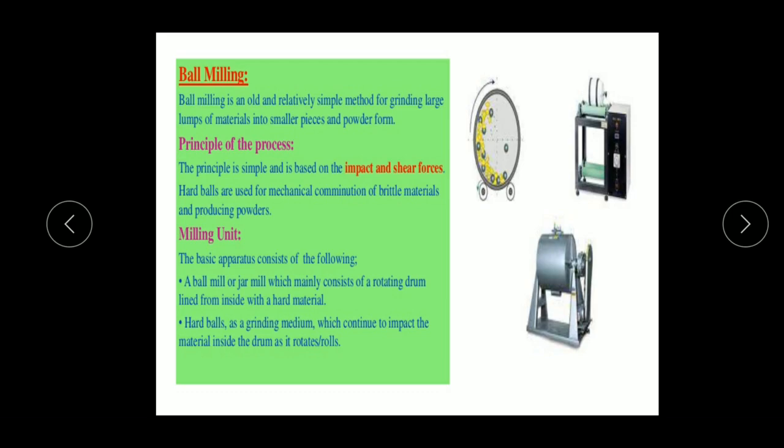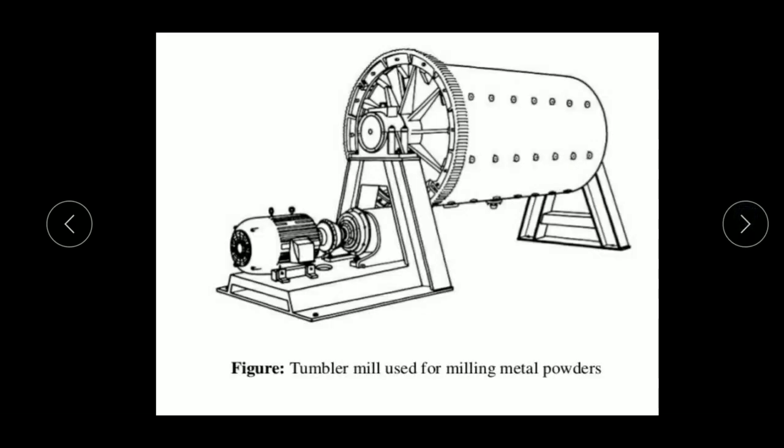The basic apparatus consists of the following: a ball mill or jar mill, which mainly consists of a rotating drum lined from the inside with hard materials. As you can see, the inside is lined with hard materials, and this is a drum. The hard balls act as a grinding medium which continuously impact the materials inside the drum as it rotates or rolls. As we can see, this is the schematic diagram of the tumbler mill used for milling metal powders.